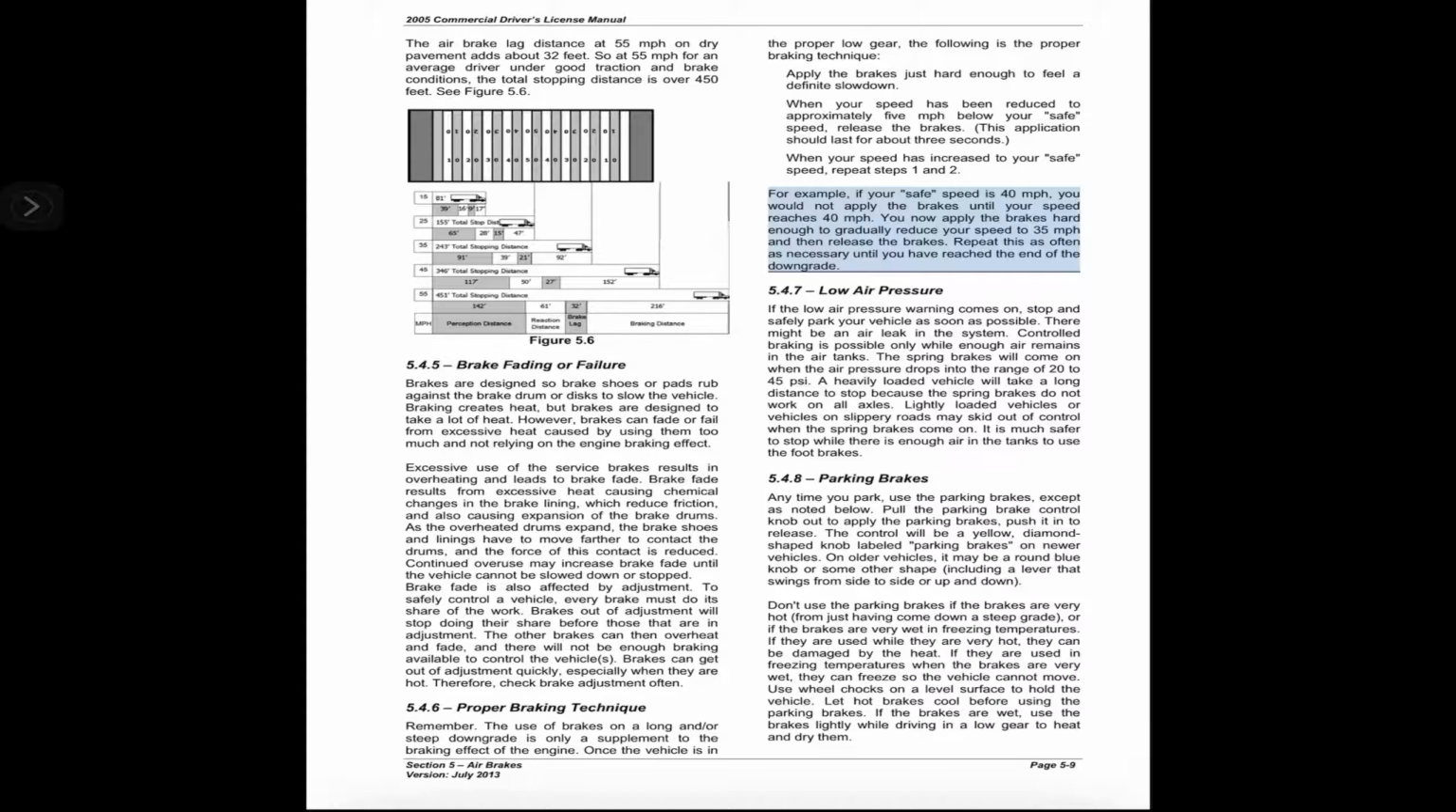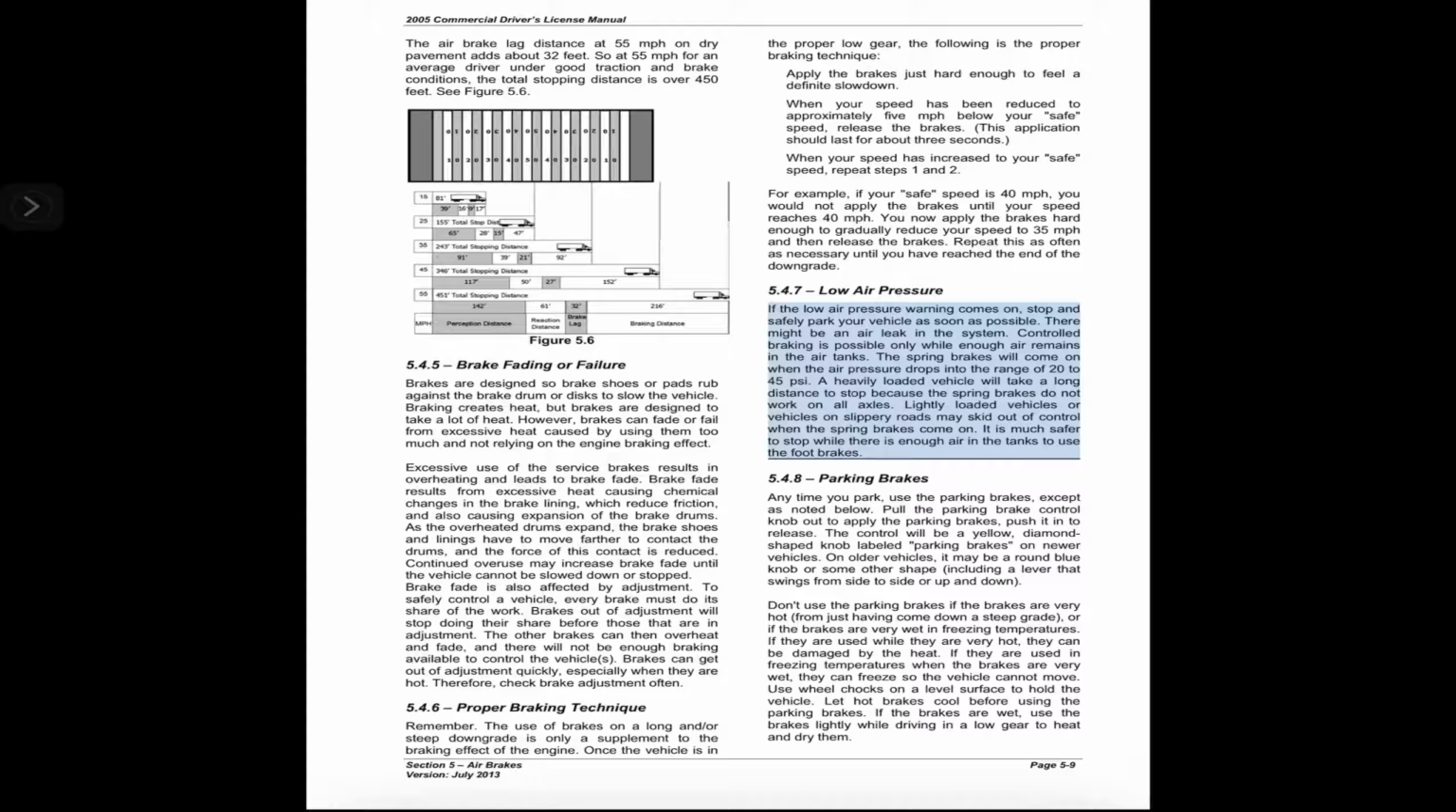For example, if your safe speed is 40 miles per hour, you would not apply the brakes until your speed reaches 40 miles per hour. You now apply the brakes hard enough to gradually reduce your speed to 35 miles per hour and then release the brakes. Repeat this as often as necessary until you have reached the end of the downgrade.